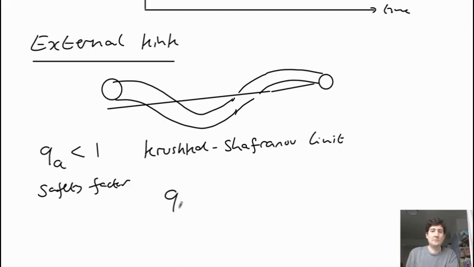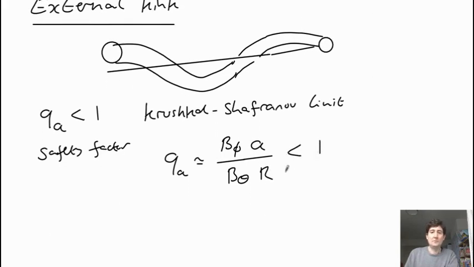is approximately given by this expression for a circular cross-section, large aspect ratio machine, where the major radius is much bigger than the minor radius. This is given by the toroidal field divided by the poloidal field, times the minor radius a divided by the major radius R. Here a is the minor radius, R is the major radius. And we want this to be bigger than 1 for stability, and if this is less than 1, then it becomes unstable.